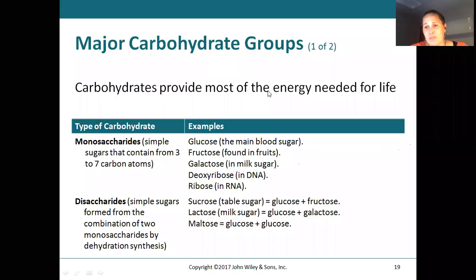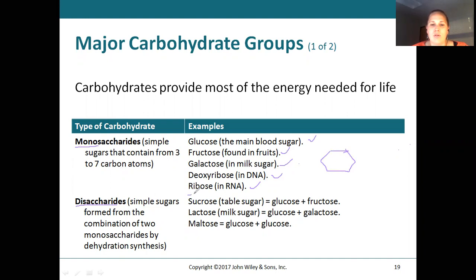When we talk about different types of sugars, like I said, that's the basic sugar ring structure we saw for glucose. The reason that we probably gave you that as an example is because it's the main blood sugar. Fructose, galactose is in milk sugar, deoxyribose is found in DNA, ribose is found in RNA. And the fact that they're monosaccharides means that they're comprised of just that one single ring structure.